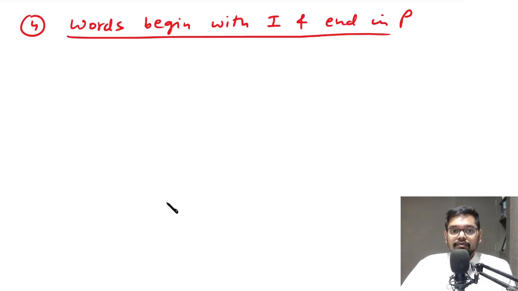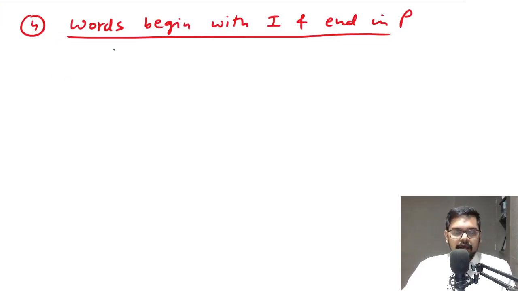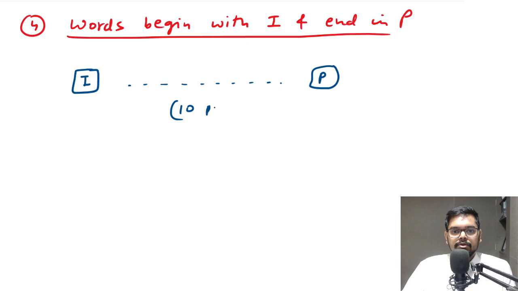Coming to sub question 4, words begin with I and end in P. How many such words can be made from independence? Okay, so you know that 12 letters are there in independence. First position is fixed, last position is fixed. So how many positions are left? 10. Okay, so 10 positions. And how many letters? 10 letters. So in how many ways can they be arranged?